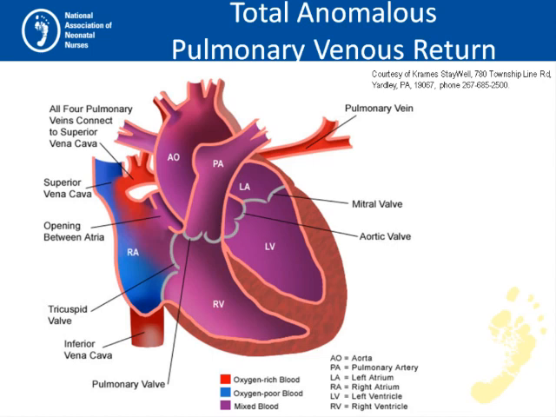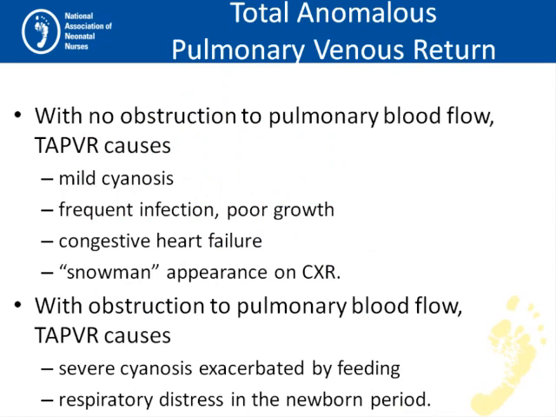If there is no obstruction to blood flow, the flow is increased. If there is obstruction to pulmonary blood flow, the flow is decreased, which causes severe cyanosis. In the pathophysiology with no obstruction to pulmonary blood flow, TAPVR causes mild cyanosis, frequent infection and poor growth, congestive heart failure, and a snowman appearance of the heart on the chest X-ray.